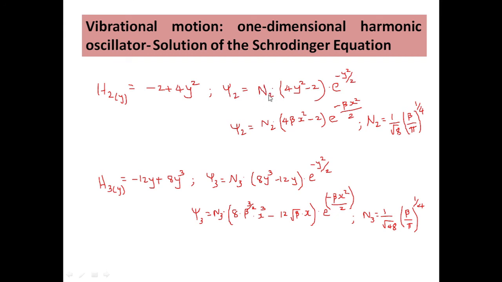N2 represents a normalization constant into the Hermite polynomial. Psi 2 is equal to N2 into 4y squared minus 2 into e raised to minus y squared by 2.